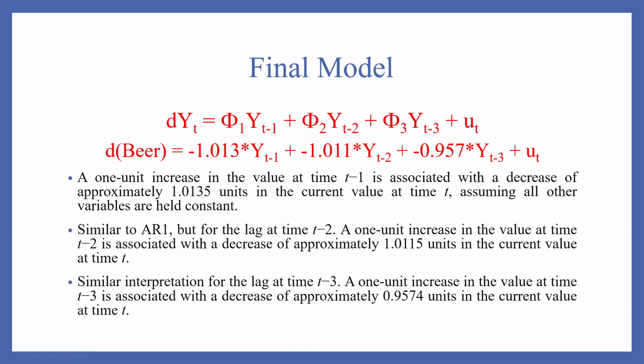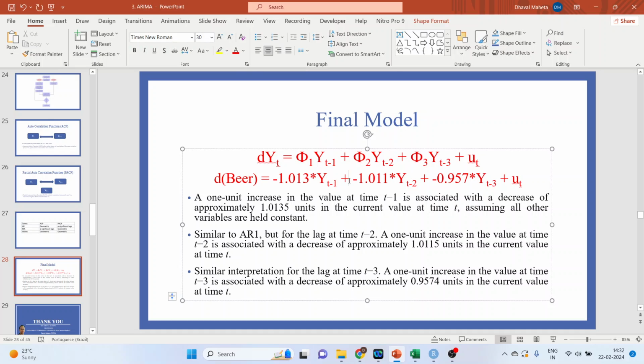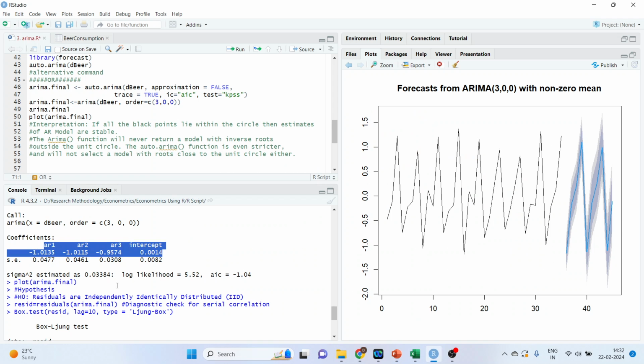So the Δyt here is equal to minus 1.013 yt-1, plus, let's introduce the minus sign only, that will be better. I will remove this plus sign, and here also I will remove this plus sign. So this is minus only, and here also minus. From where do I get this figure? 1.01 yt-1, 1.01 yt-2, minus 0.95 yt-3.